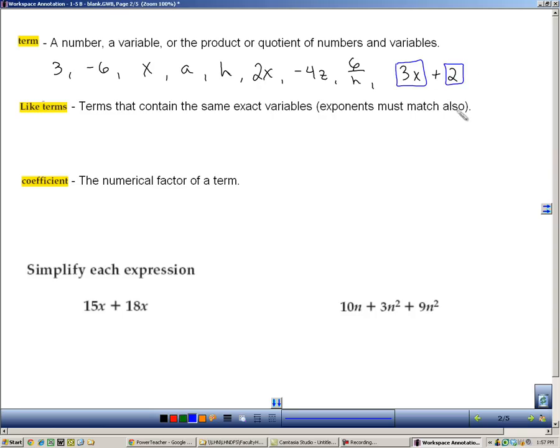is the 2. Another interesting thing about terms is that terms are the pieces of an expression that come between the pluses and minus signs. Just something else for you to look at. So all these are examples of terms.